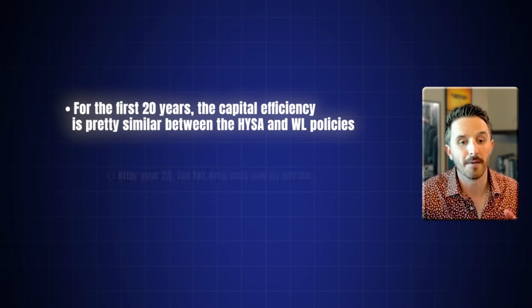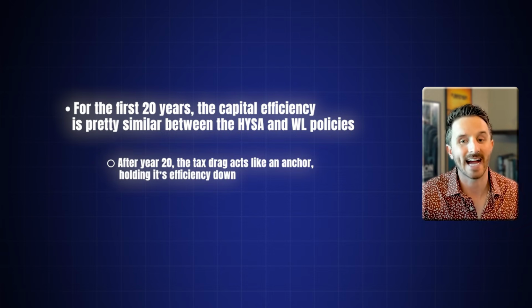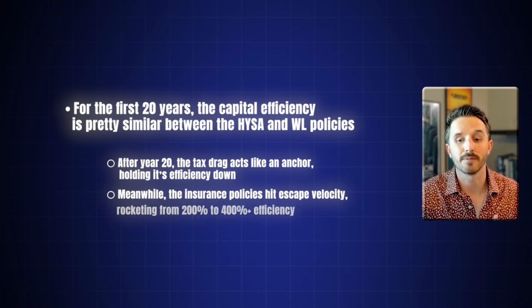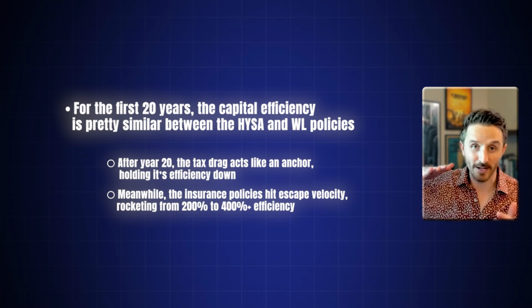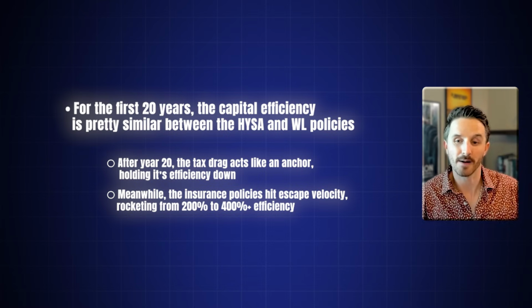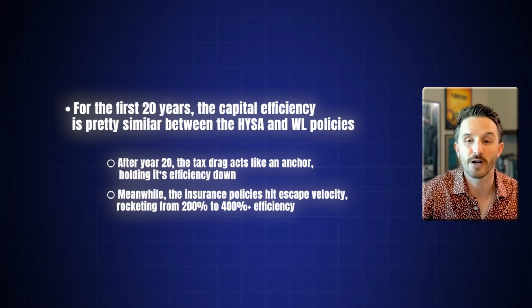Now, for the first 20 years, the capital efficiency is pretty similar between high yield savings account and the whole life policies. But after year 20, that tax drag acts like an anchor and it holds its efficiency down. Meanwhile, the insurance policies, they hit escape velocity. You kind of see that curve just rocket upward in that compounding capital, rocketing from 200 to 400% efficiency.